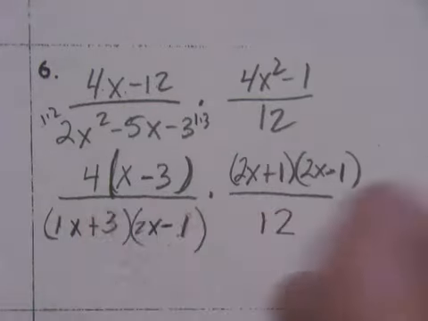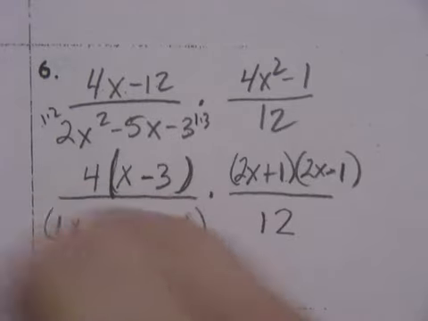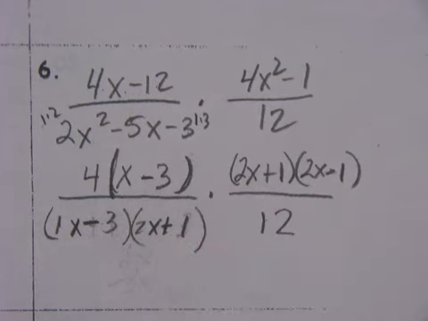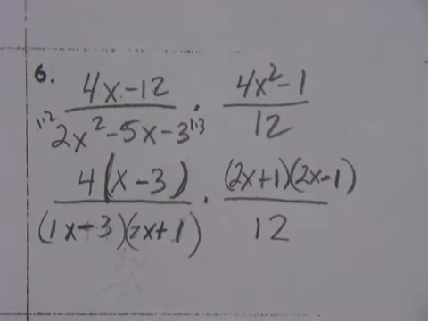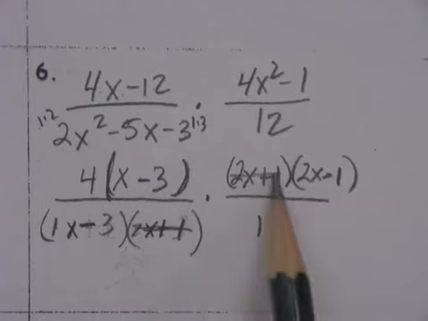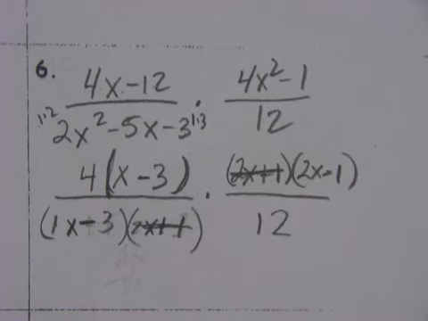So if my signs are off, then I flip-flop my signs. So I'll make this guy negative and this guy positive. All right, there it is. I got it. And then the rest of it is just canceling. I think you all can cancel pretty easily. So this guy cancels with this guy, so you can cancel 2x plus 1.